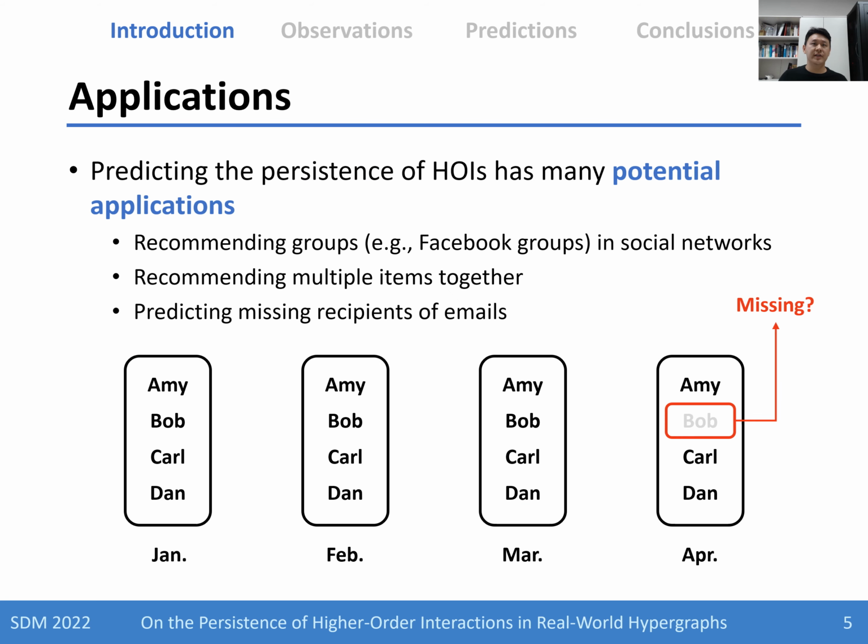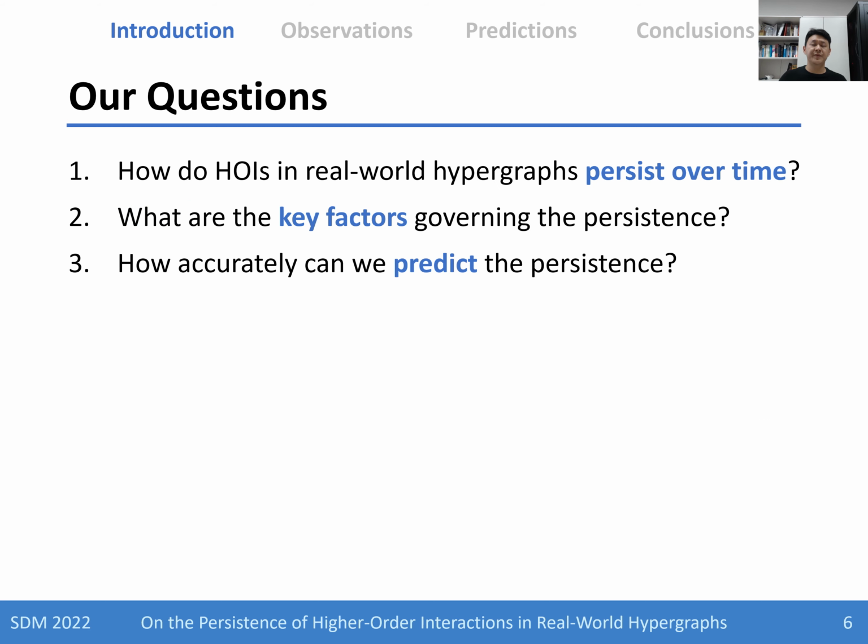Moreover, predicting the persistence of HOIs has many potential applications, such as recommending online social network groups and predicting missing recipients of emails. For example, a HOI with Amy, Bob, Carl, and Dan has appeared from January to March, but if Bob does not appear in April, there is a possibility that Bob is omitted. The significance of the persistence of HOIs brings up 3 important questions.